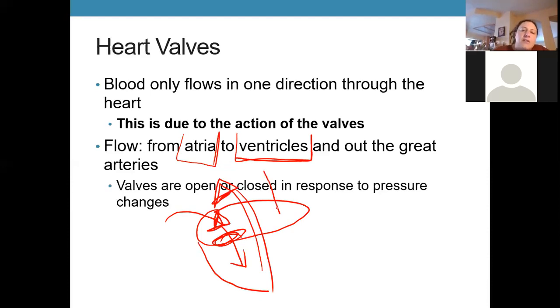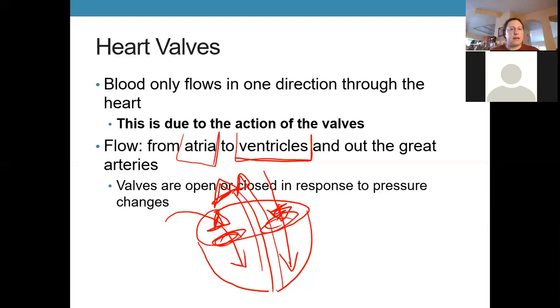And then the other side is also going to receive blood, go through the valve, into the ventricle, and then out of the heart. So as we'll talk about, the valves open or close in response to pressure changes, and they, again, ensure this one-way flow.